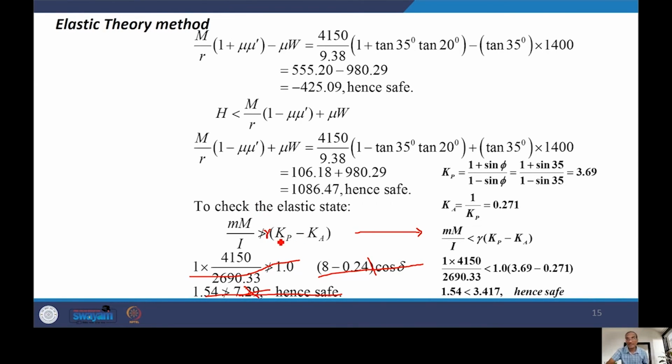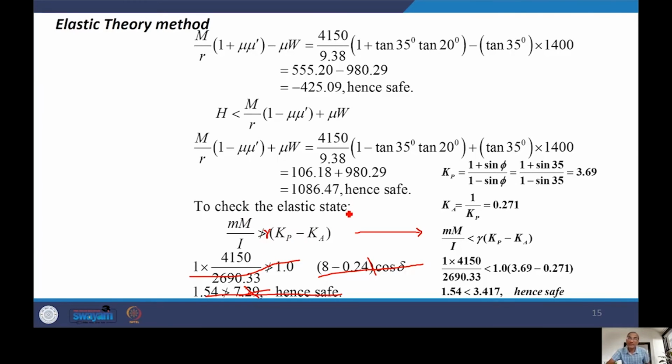Now to check the elastic state, the M divided by I, that is the moment of inertia, divided by I, should not be greater than gamma into Kp minus Ka. This quantity should not be greater than that, which means this quantity should be less than this value.